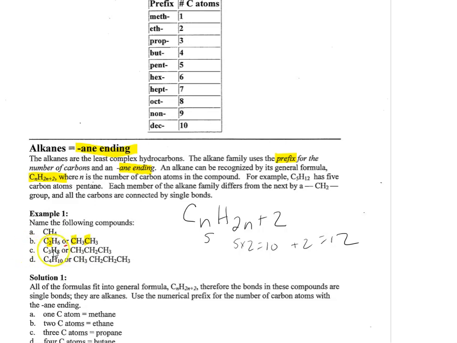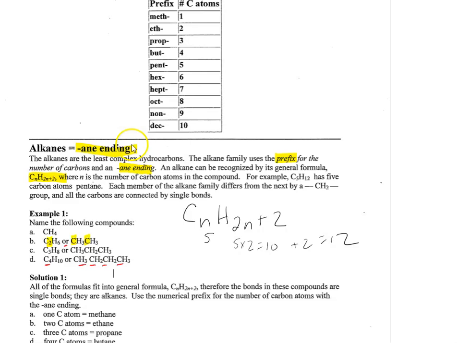For option C, we have three carbons here, one, two, three. Three is prop, so that's propane. And then this last one, there are four carbons, or you can write it longhand, one, two, three, four. Four carbons is going to be butane.